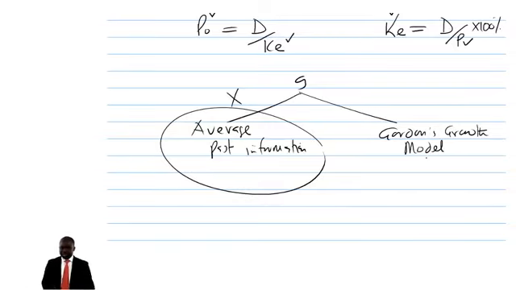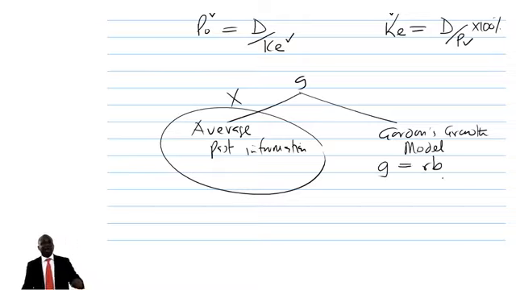And what will be the Gordon's growth model? You've seen all these before. Is G equals to what? RB. R is the return on investment, and B is the proportion of the profit retained.